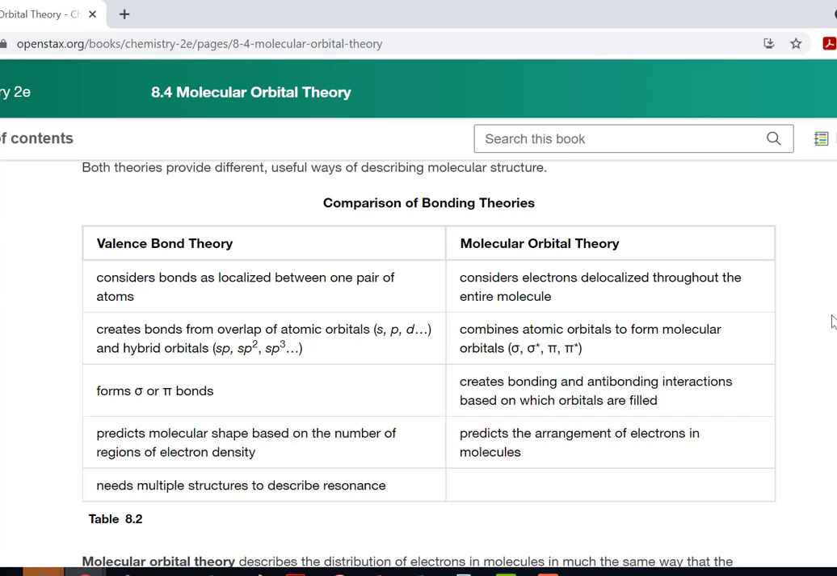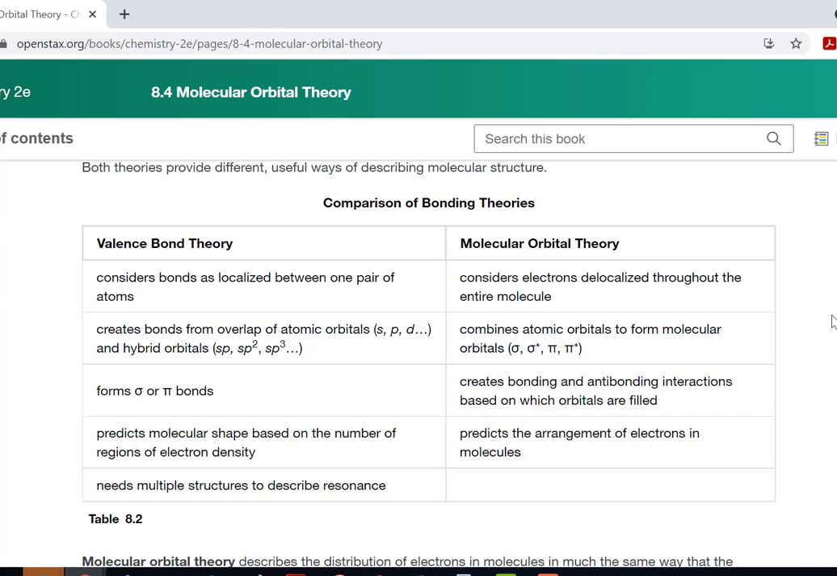And so that's the difference. We talked about sigma and pi bonds. What we'll see here is that we still have sigma and pi bonds, but they have other possibilities here, because we can talk about bonding and anti-bonding interactions in the molecular orbitals that we form here. And we cannot predict shapes with molecular orbital theory. It doesn't do that.